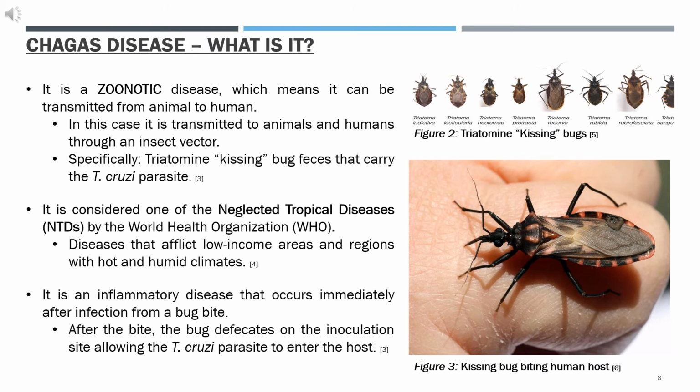So what is it? Well, it's a zoonotic disease, which means it can be transmitted from animal to human. In this case, it's transmitted to animals and humans through an insect vector, specifically the triatomine or kissing bug, whose feces carry the parasite. It's also considered a neglected tropical disease by the World Health Organization, which associates these diseases with low-income areas and regions with hot and humid climates. It's also an inflammatory disease that occurs immediately after the bite. If you look at the right, you can see some of the bugs, and they look similar in morphology, but more or less they look the same.